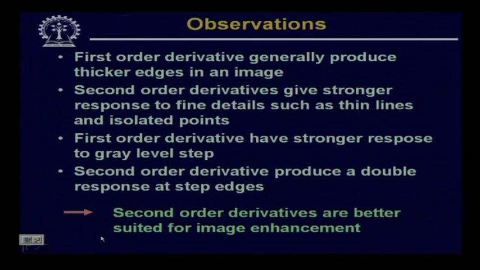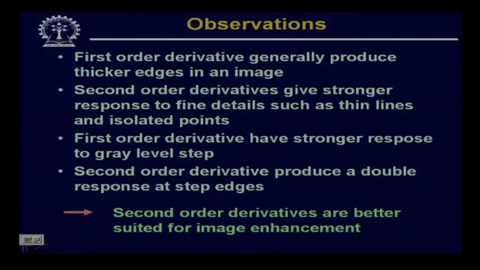Our observation is, as we have discussed previously, that the first order derivative generally produces a thicker edge, because we have seen that along a ramp, the first order derivative is non-zero, whereas the second order derivative along a ramp is 0, but it gives non-zero values at the starting of the ramp and the end of the ramp. That is why the first order derivatives generally produce a thicker edge in an image.